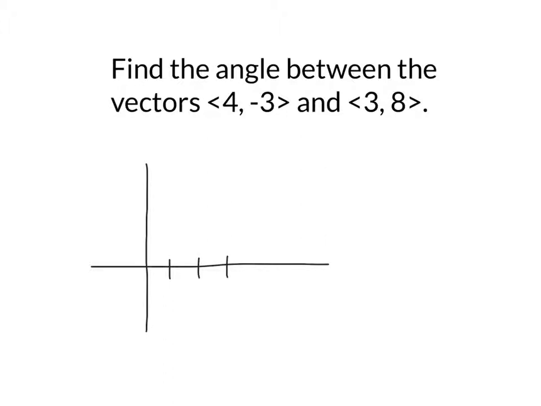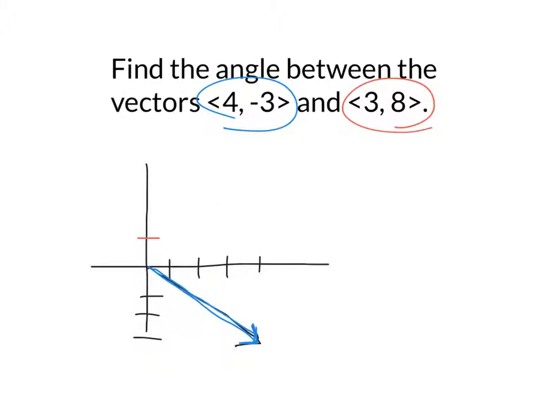So 4, -3 is the vector that goes from the origin to here. There's 4, -3. In fact, let me color code it. This one is going to be blue. There's a vector 4, -3. Then we have the vector 3, 8, which is 3 right and 8 up. 3, 4, 5, 6, 7, 8. There we go. Way up here.